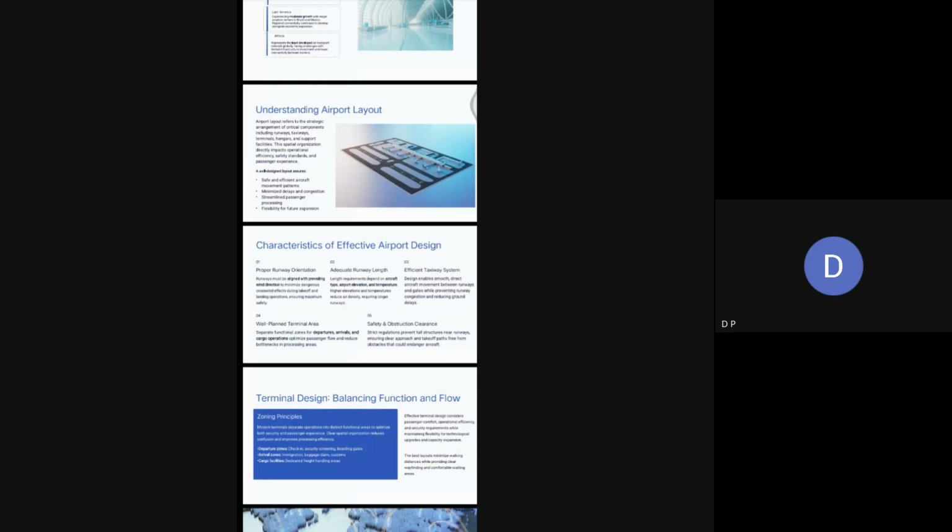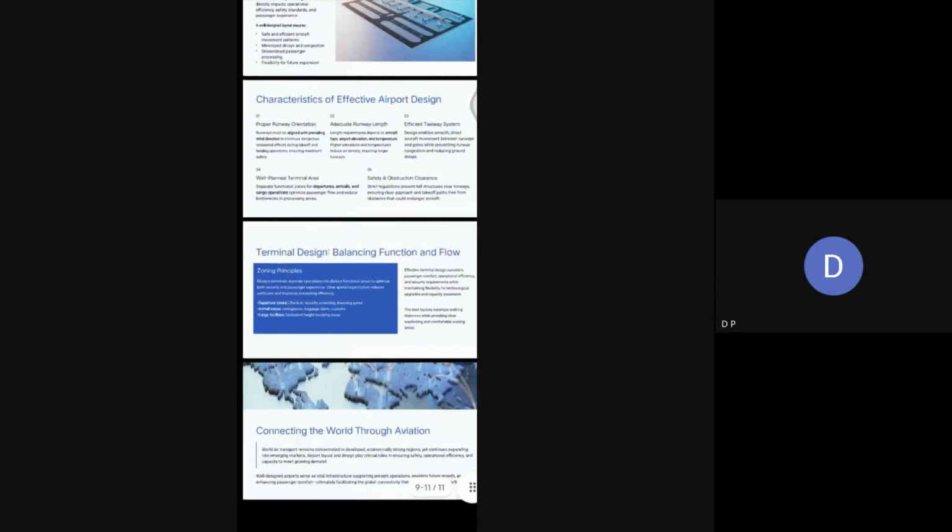First, zoning principle. Modern terminals separate operations into distinct functional areas to optimize both security and passenger experience. Effective terminal design considers passenger comfort, operational efficiency, and security requirements while maintaining flexibility for technological upgrades and capacity expansion. Connecting the world through aviation.